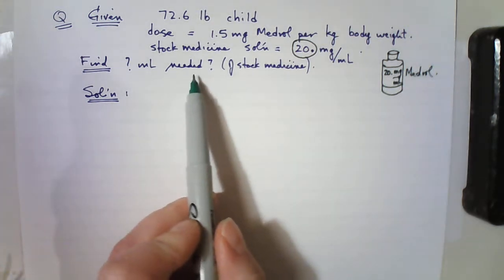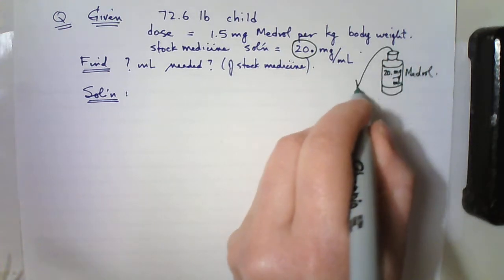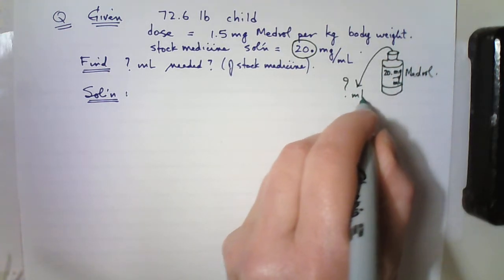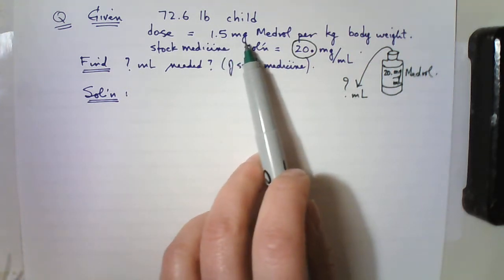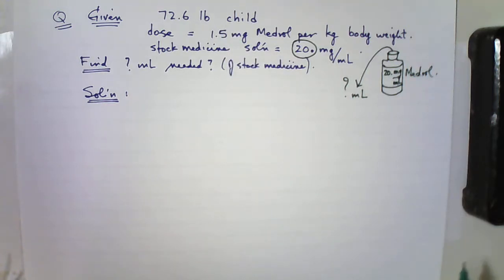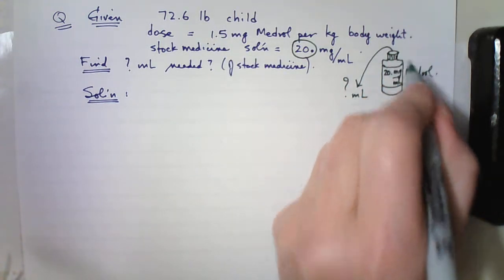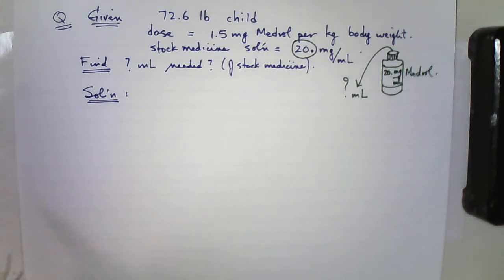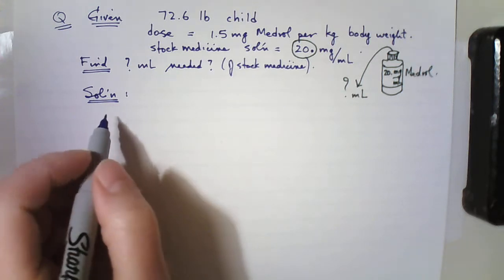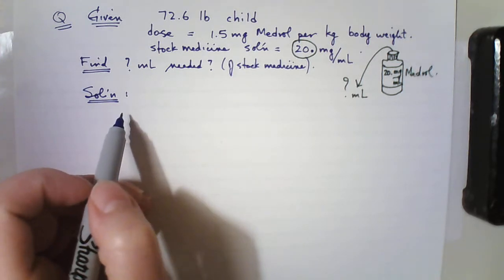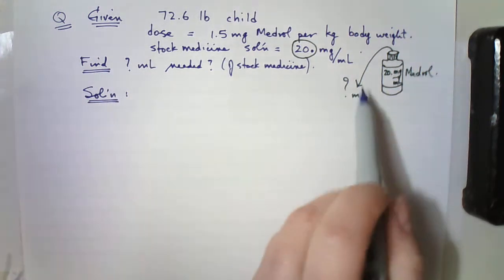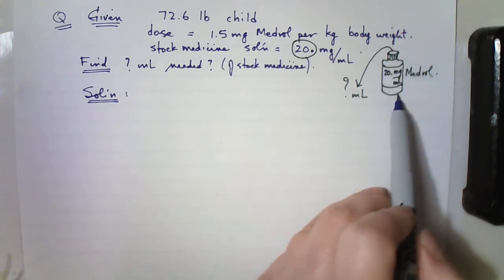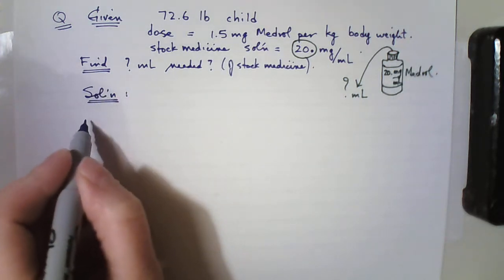The question says, what volume then do I need to take out of this in mils in order to deliver 1.5 milligrams for every kilogram of body weight? So it's not a single step calculation, but it is straightforward anyway. What kind of conversion factors do we have here, and what do we need? Well, this concentration is a conversion factor.